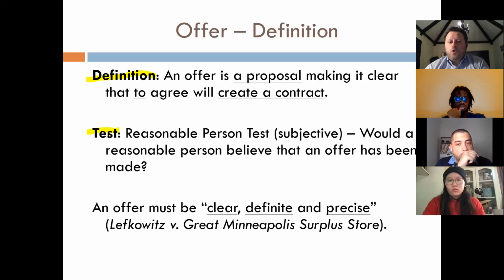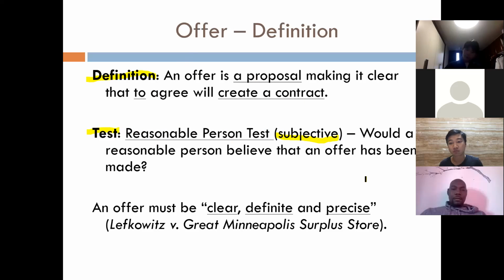I definitely expect you to know the test. I don't really care so much that you know the name, although this is an open book test, so you really should. I mean, if you don't know the name, why, if this is an open book test? But you definitely need to know that it's subjective. And what does this mean? The test for an offer, can you explain that to me?